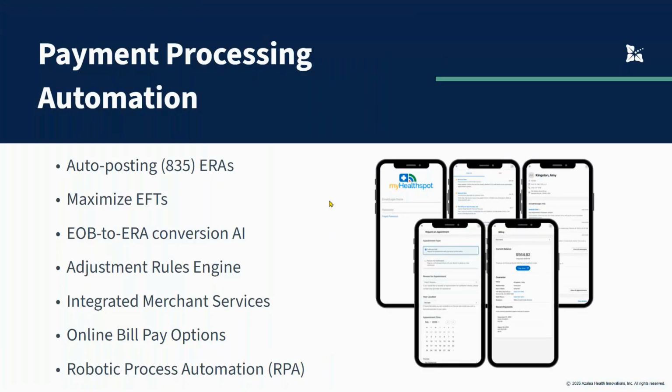What you're seeing more now is adjustment rules engines, where you can actually program a rule, not having the software company do it, but you can actually go in and program a rule that says like, hey, from now on, when this 835 for this Medicaid plan posts, I don't want this situation to roll to the patient.